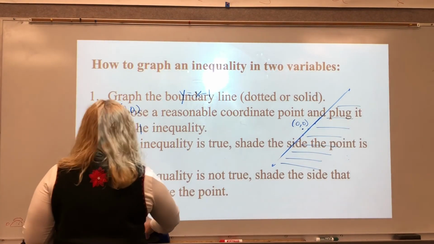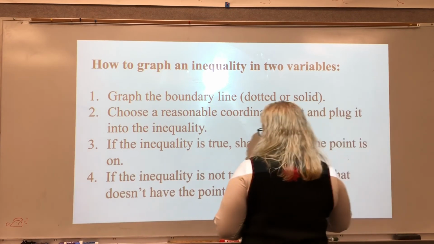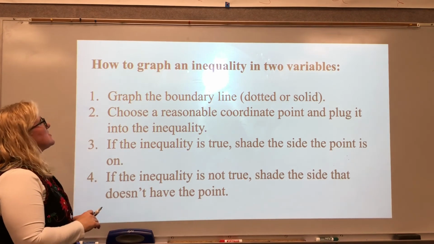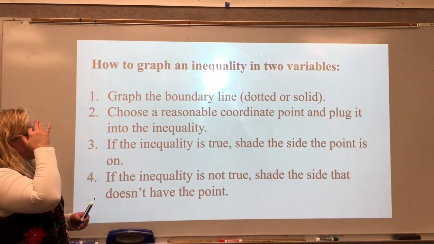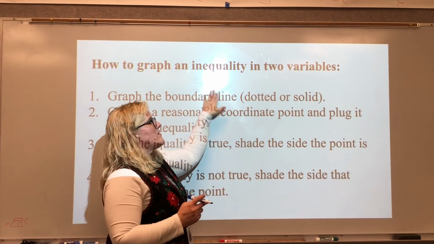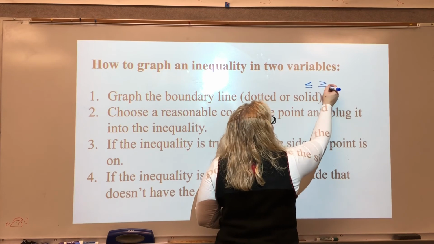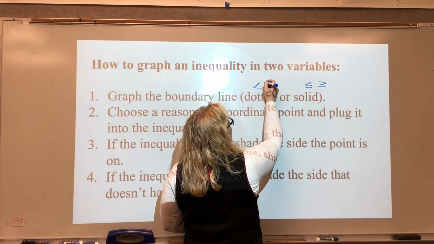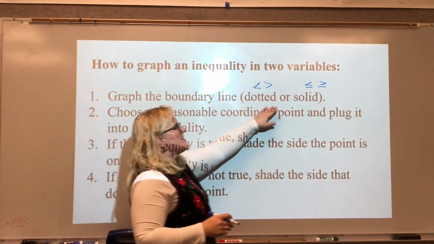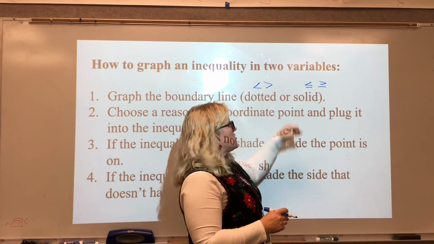I'm not a huge fan of step-by-step instructions, but you might want to pause the video and look at this. It says how to graph an inequality. First you graph the boundary line, dotted or solid. So it's a solid line if it's less than or equal to or greater than or equal to. It's a dotted line if it's like that. So remember, solid line, you have a solid line under there. So if that helps you.